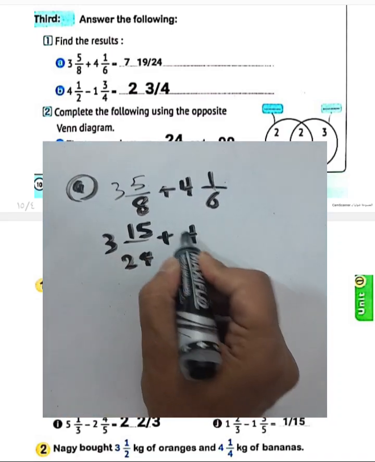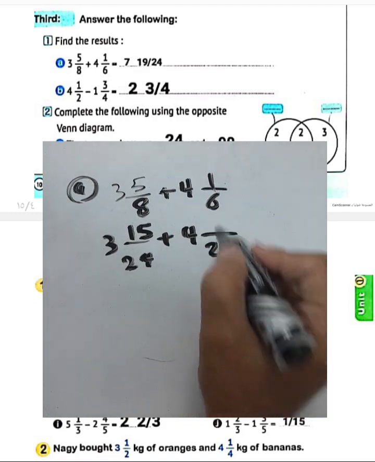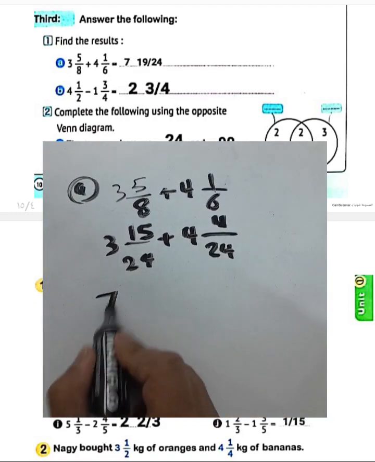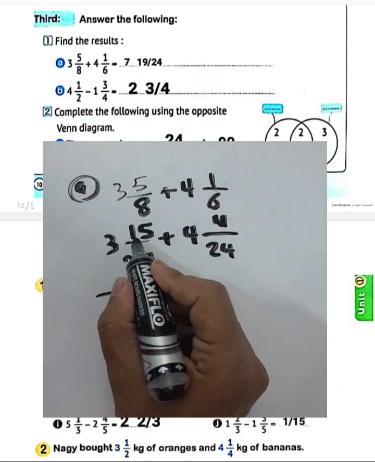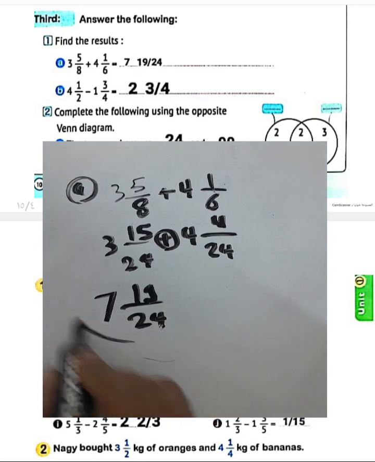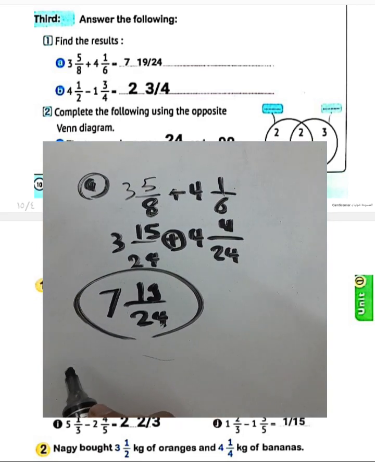And then write 4 outside. Write 24 in the denominator. 4 times 6 equals 24, and 4 times 1 equals 4. And then 4 plus 3 equals 7. Alright, 24 in the denominator. 15 plus 4 equals 19. Then the result will be 7 and 19 over 24.